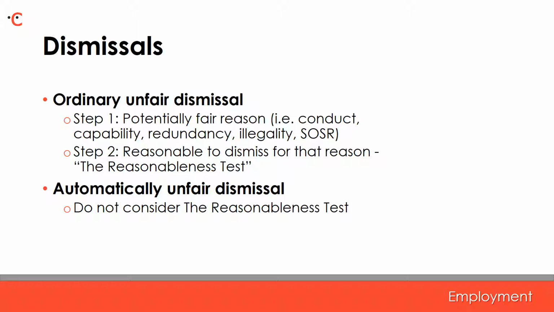As well as ordinary unfair dismissal, there are certain reasons for dismissal which will be automatically unfair. These differ to ordinary unfair dismissal cases, as for these, there's no need to look at the reasonableness test. Therefore, if the reason for dismissal is deemed automatically unfair, then the dismissal will be unfair, regardless of the process followed by the employer. Examples of this include dismissals connected to whistleblowing or pregnancy.